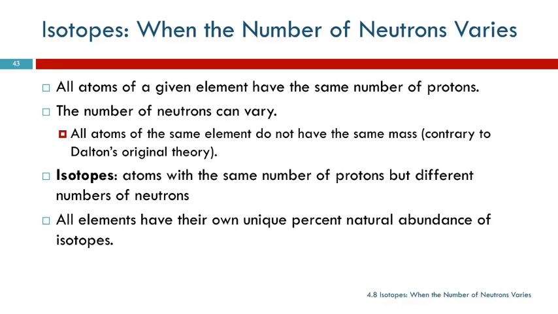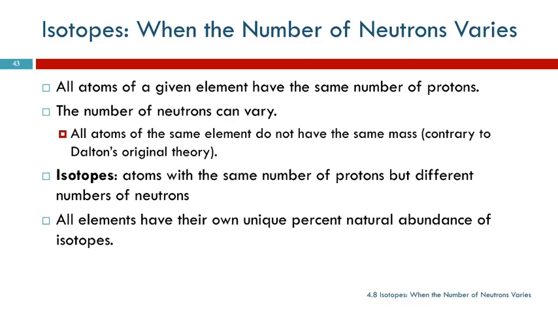Some elements do not have isotopes. They only have one kind of atom. All of them have the same number of neutrons. Some elements have 2 isotopes, some have 3, some have 4. You can't get this information from the periodic table. It does have its limits.